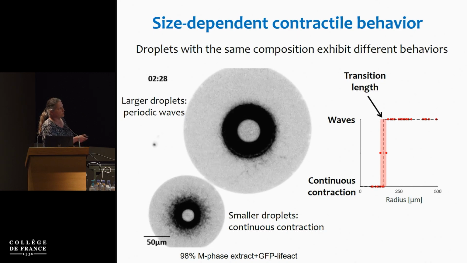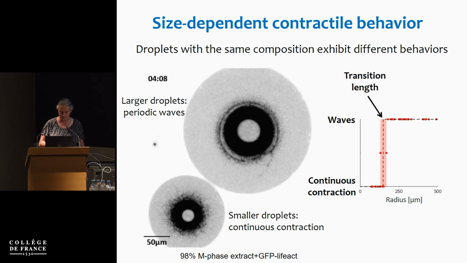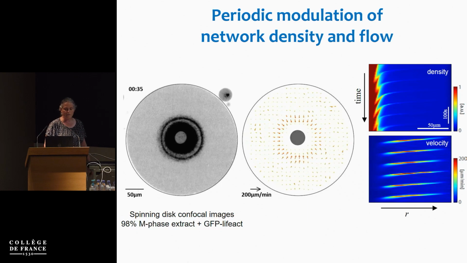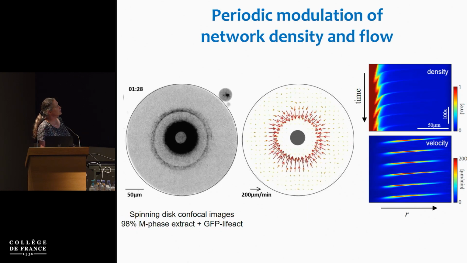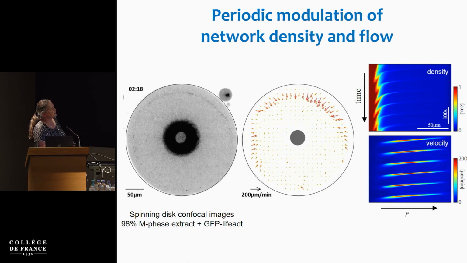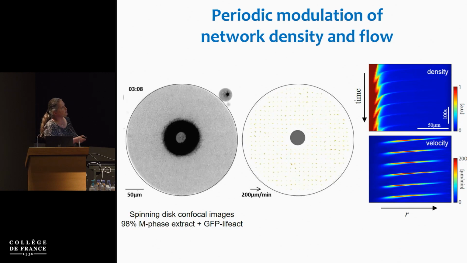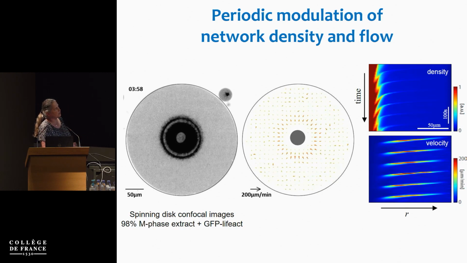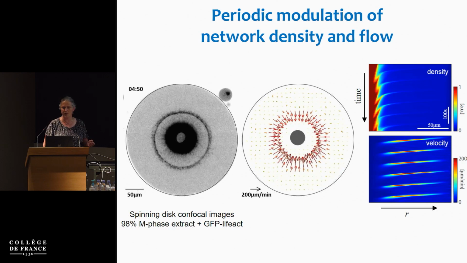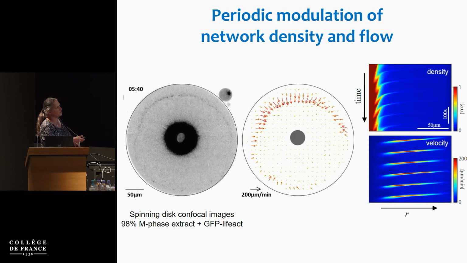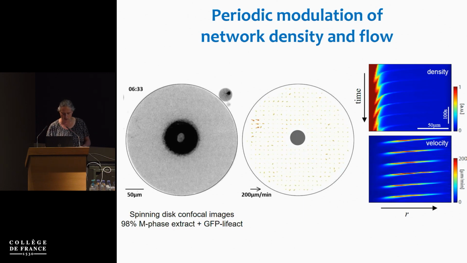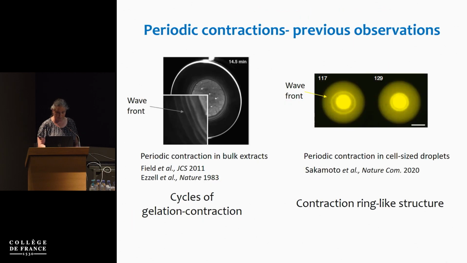So this is just plotting the pattern that we see as a function of the size of the droplets. If we look at these periodic contractions, here you can see the density pattern and the velocity pattern, and here you can see kymographs on a radial cross-section, and you can see this is really nicely periodic. You see these periodic patterns both in the density and in the velocity of the network.